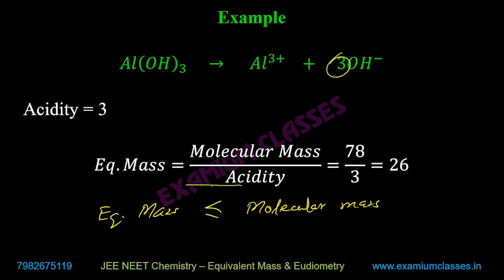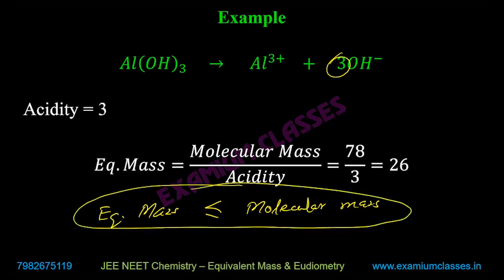This sometimes helps you strike off a few options out of 4 in JEE, and you can narrow down your answer, maybe to 2, and then you will save time. So sometimes just simple concepts help you. If any option has equivalent mass greater than molecular mass, that cannot be the answer.